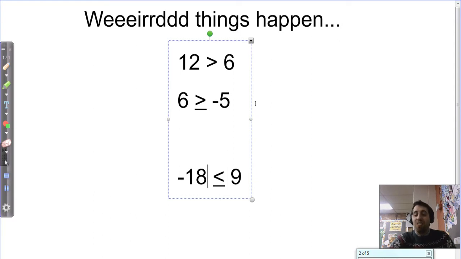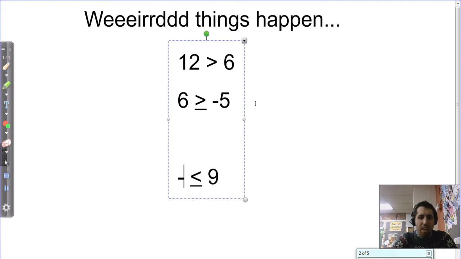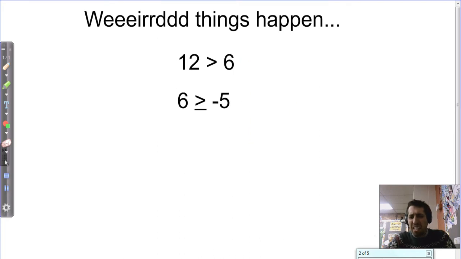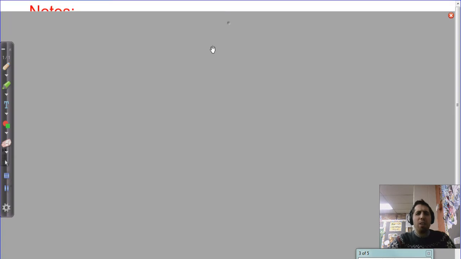Let's try dividing both of these sides by negative 3. So if we divide negative 18 by negative 3, we get a positive 6. Divide this by negative 3, get negative 3. So 6 is less than or equal to negative 3. That's not true either. So let's cancel out that last one. It didn't work when we divided by a negative number either. I don't know. That was weird. Let's just move on to some notes, shall we?